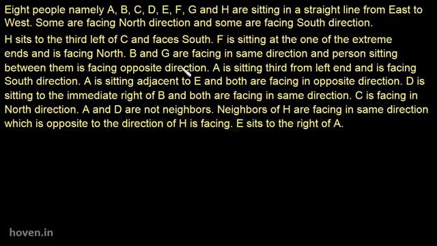8 persons A, B, C, D, E, F, G and H are sitting in a straight line from east to west. Some are facing north and some are facing south. Then certain values are given to us and we have to determine the seating arrangement. If I remember, this question was asked in the 2013 PO examination, and these types of questions are repeatedly asked. So let us try to solve this question and understand how we can solve such questions.